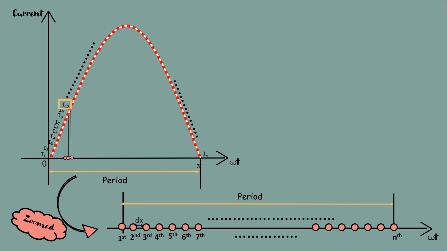Now, let's assume that dx is the distance or gap between two instants. Now, it's very clear that the period of the waveform has n number of dx in it. Therefore, mathematically, the period can be expressed as n into dx. From this, we can find n as period divided by dx.